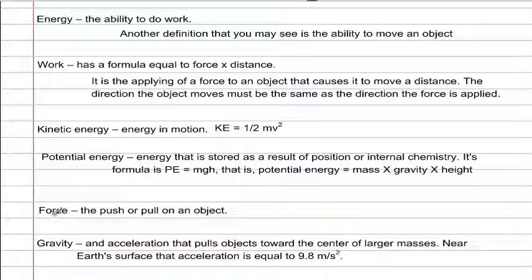Before we go on, force, we said in class, was the push or pull on an object. That was the definition of force. And gravity is an acceleration. It's an acceleration that pulls objects toward the center of larger masses. In the case of Earth's gravity, near the Earth's surface, that acceleration is equal to 9.8 meters per second squared. So these are our definitions. Just jot those down. Let me go on to the next page because I want to show you something here.